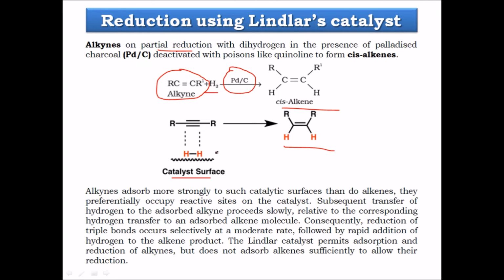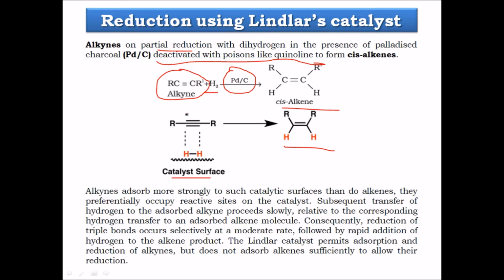So the mechanism is like only the adsorption we're having in this one. That's the reason why we'll get formation of cis alkenes. This is reduction by using Lindlar's catalyst, and the Lindlar's catalyst we can take as palladium on carbon, or palladized charcoal. It's deactivated with poisons like quinoline, so that we take it as a Lindlar's catalyst. And if you use Lindlar's catalyst, you'll always get formation of cis alkenes.